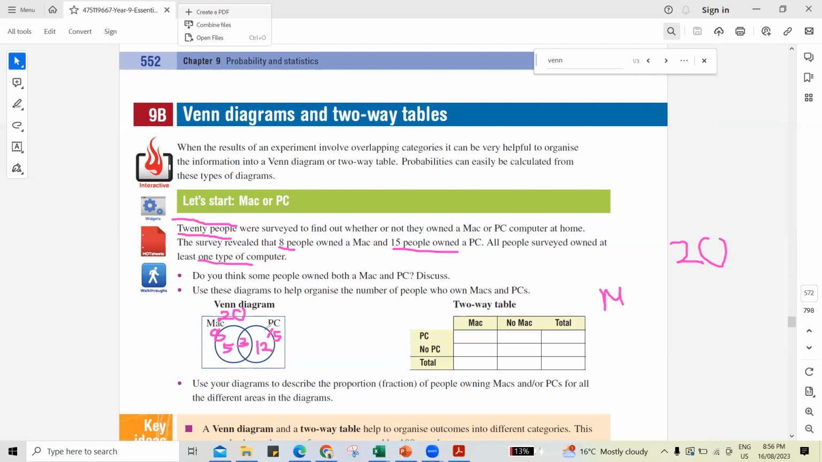You get the circle each time. And when you add it all together, 5 plus 3 is 8, plus 12 is 20. That's the way we do that. What we have is 5, 3, 12. 8 plus 15 is 23, right? It can't be more than 20. Then we deduct 20, and I got 3. That is the overlapping part. That's why we take the 3 here.